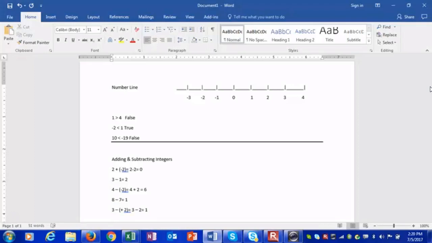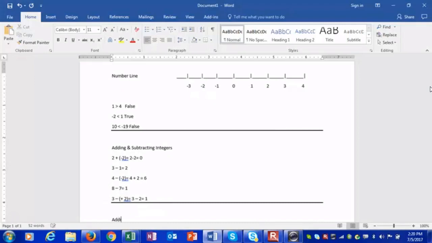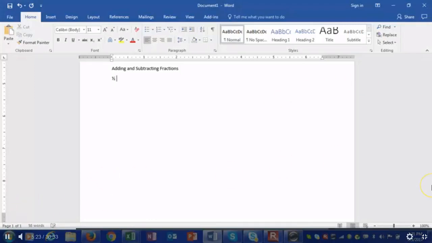Okay? Now, let's talk about adding and subtracting fractions. So far, so good. Alright, adding and subtracting fractions. The way I will be writing them is left to right form, but it's the same thing. 1/2 plus 1/2.